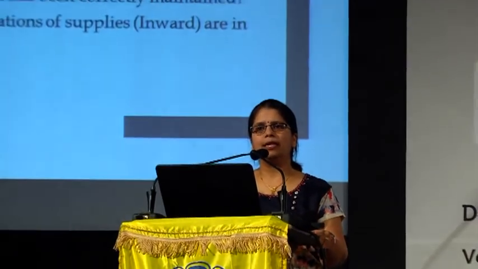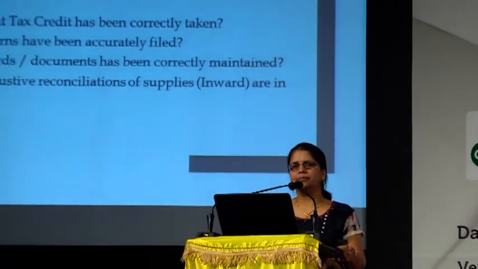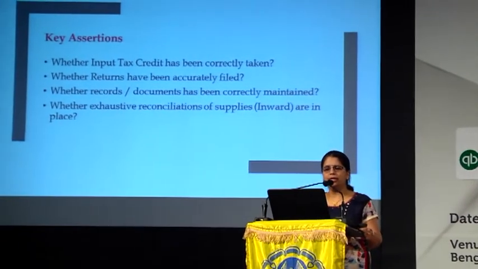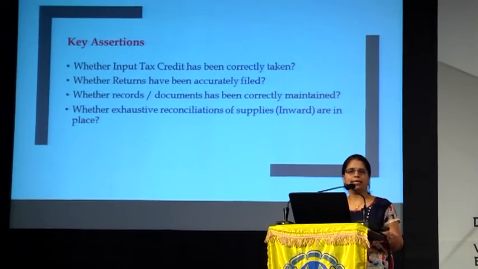what are the assertions we should know before going into these aspects. Whether input tax credit has been correctly taken. That is the task for all of us to understand whenever we are going to file GSTR 9 or GSTR 9C. That is the most important aspect when you are going to arrive at the tax liability. The very important aspect is whether input tax credit has been correctly taken.